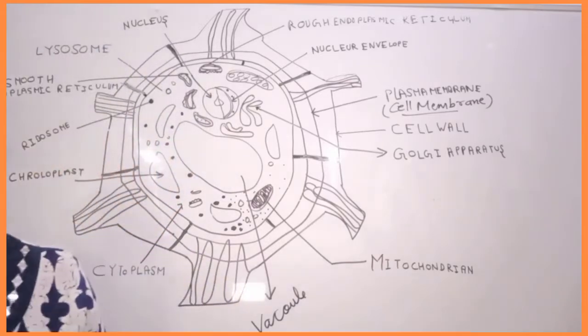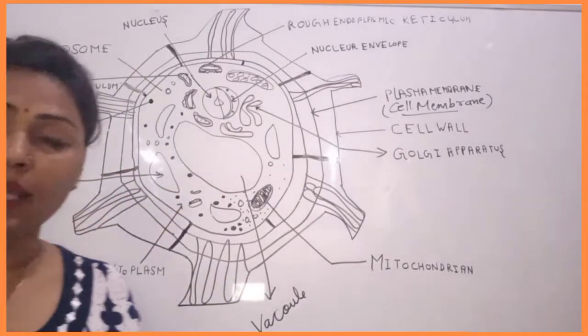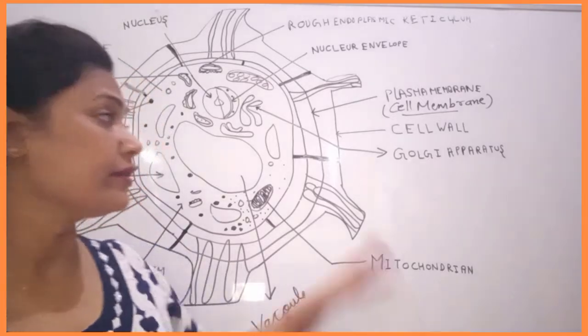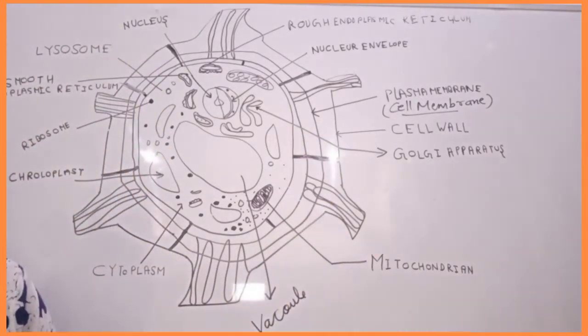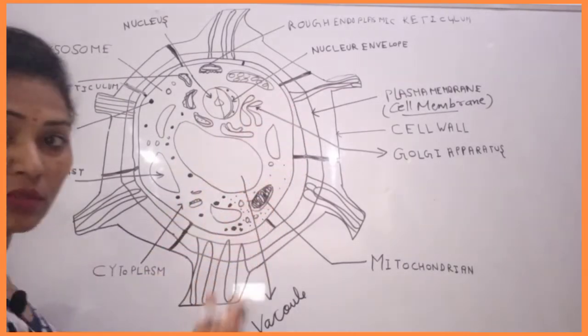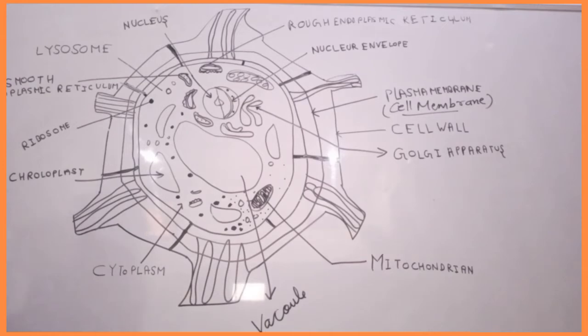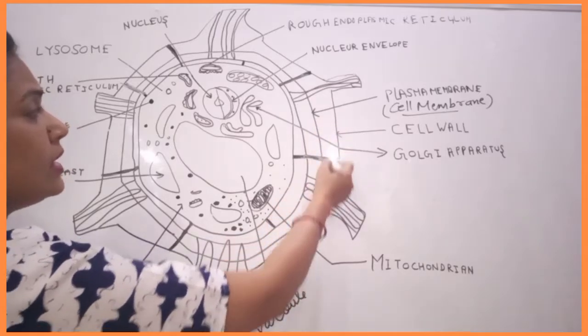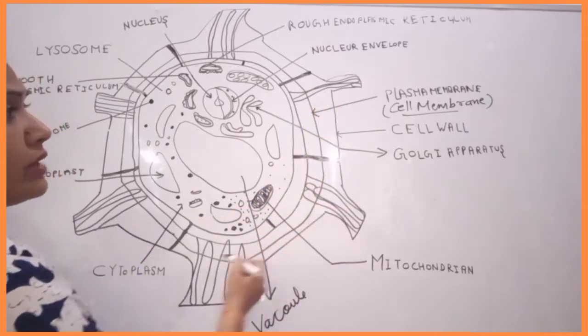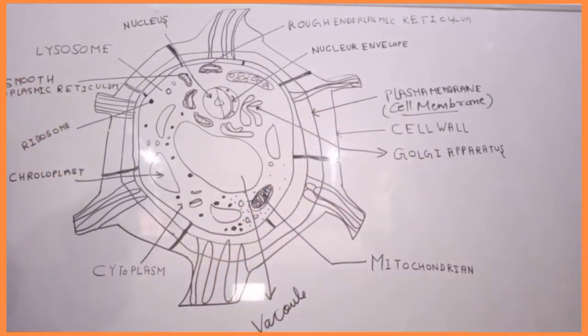And what is the function of the cell wall? The cell wall provides rigidity to the plant cell, and it provides strength to the plant cell also. Got it? Second, the cell membrane protects the cell and gives it a definite shape. This is the cell membrane, and it is also known as the plasma membrane.